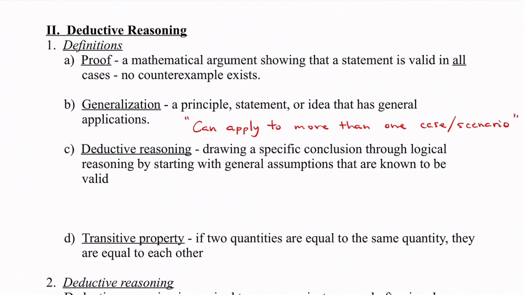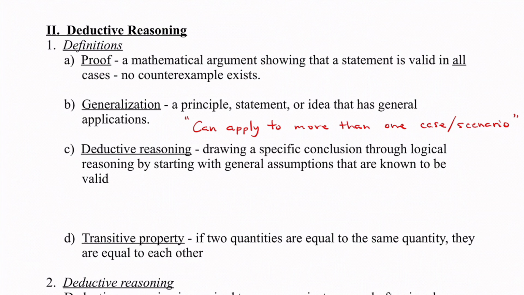And then finally we have deductive reasoning. That is drawing a specific conclusion through logical reasoning by starting with general assumptions that are known to be valid. You can't start with an assumption that is false and then base your conclusions off of that, because everything that follows that false assumption is also going to be false. So deductive reasoning is kind of the opposite of what inductive reasoning was.